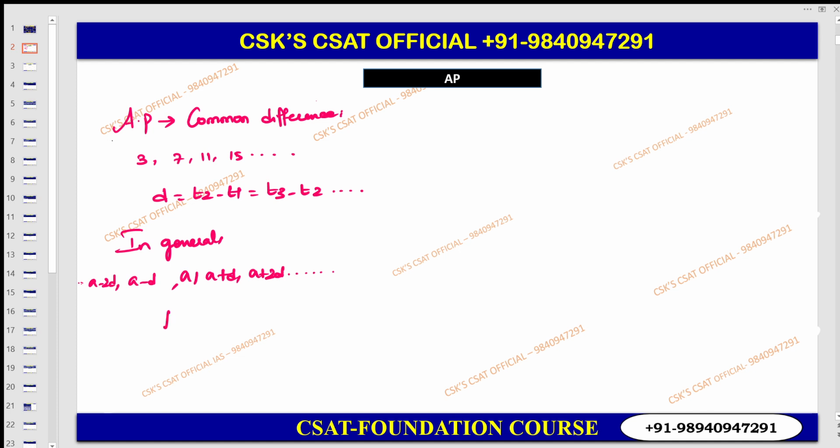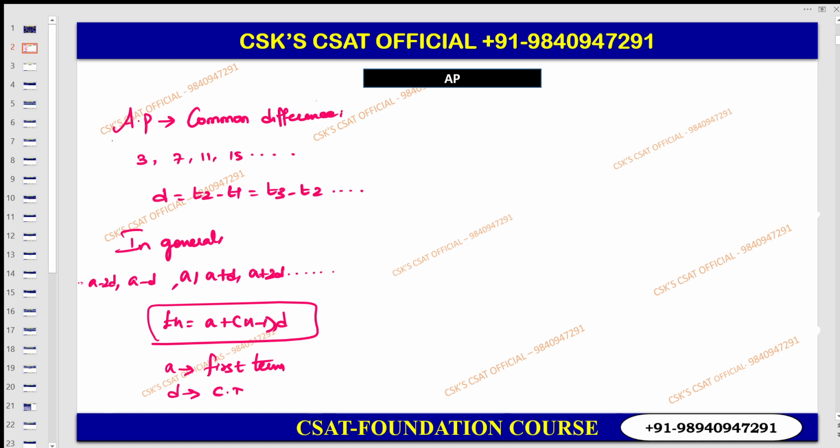Then you need to know about the general term. Tn is equal to A plus (n minus 1) into D. Some people will use an, that is also okay, no problem. Where A is nothing but your first term, D is nothing but the common difference, n is nothing but the total number of terms.